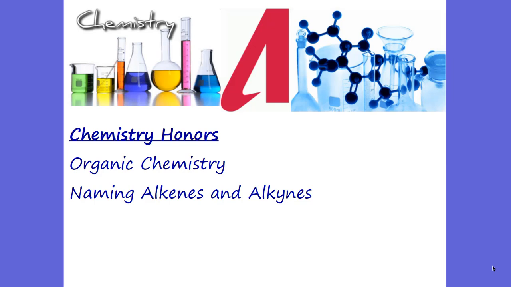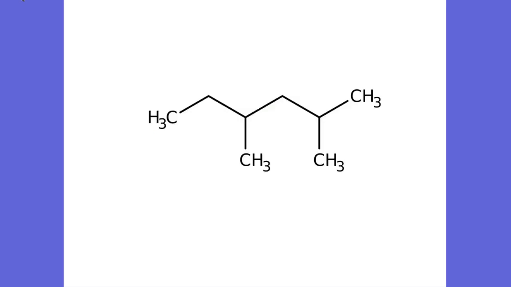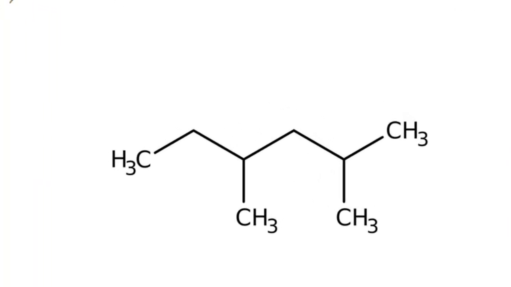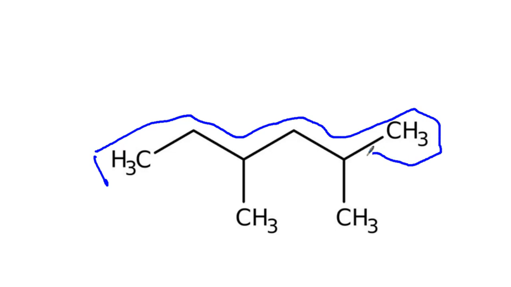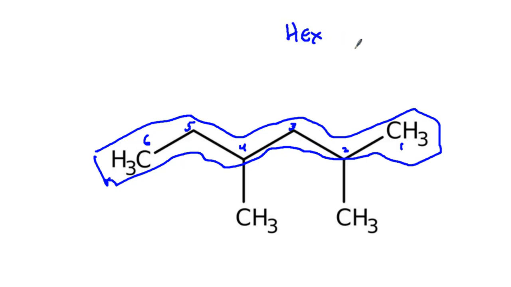We've gone through naming alkanes, those hydrocarbons with the single bonds, and so we're going to be moving on. We've learned how to name molecules like this. We want to know what's the longest chain that we have, and you can see the longest chain is this parent chain that I'm circling right here. We have one carbon, two, three, four, five, six. Six carbons is called hex. It's all single bonds, so we call that hexane.